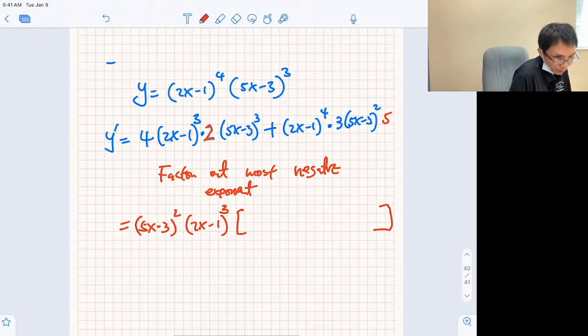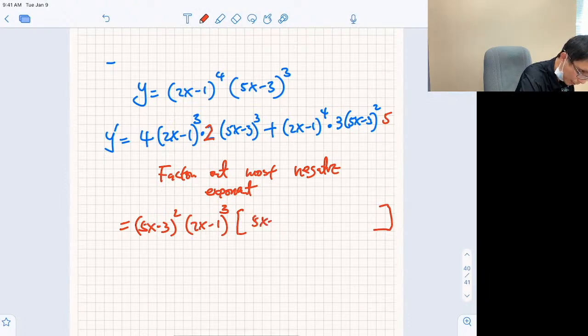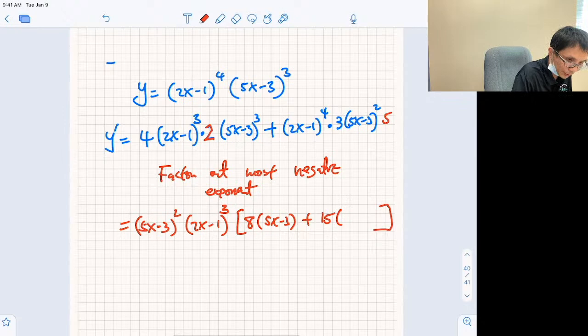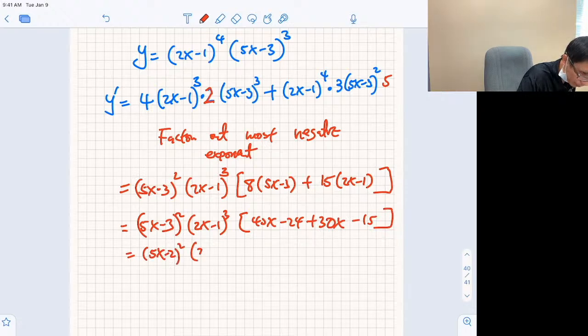What happens in the bracket? Well, if I take out (2x minus 1) to the third, this whole thing is out, and I'm only left with 5x minus 3. Sorry, that's not right. It's 8 times (5x minus 3), because 4 times 2 is 8. Am I going too fast? No. Plus 3 times 5 is 15 times, well, if I take out the third and the second, only 2x minus 1 is left. So it's equal to (5x minus 3) squared, (2x minus 1) to the third, times 40x minus 24 plus 30x minus 15.